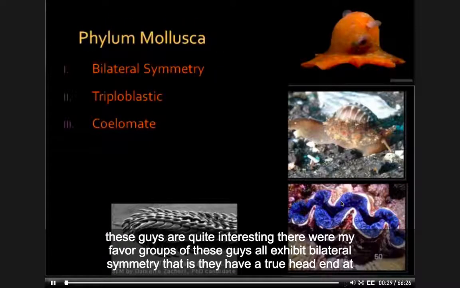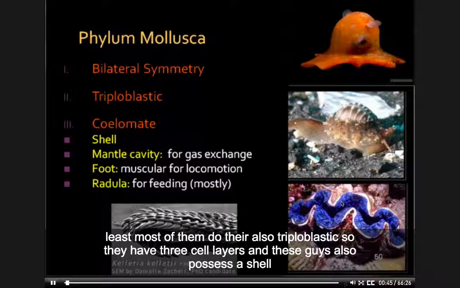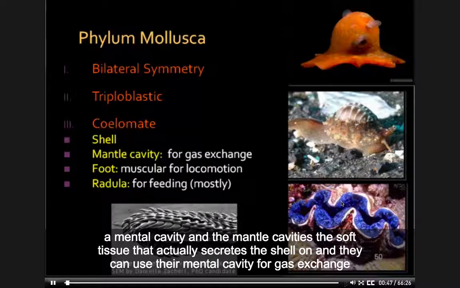These guys are quite interesting. They're one of my favorite groups. These guys all exhibit bilateral symmetry. That is, they have a true head end, at least most of them do. They're also triploblastic, so they have 3 cell layers. And these guys also possess a shell and a mantle cavity, and the mantle cavity is the soft tissue that actually secretes the shell, and they can use their mantle cavity for gas exchange.